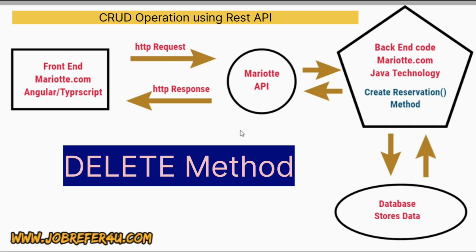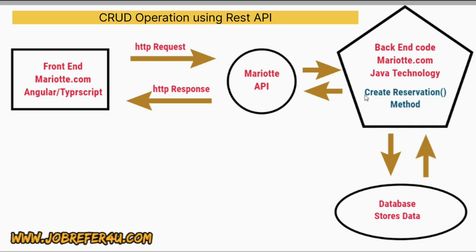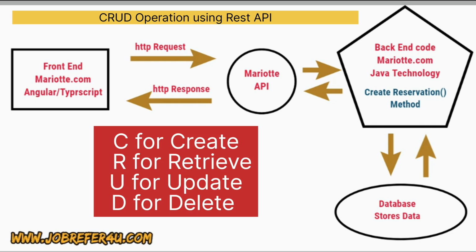Next is the CRUD operation. When I say CRUD operation, C is for create, which is post, R is for retrieve the information, U is for update the information, and D is for delete the information. So we often call them CRUD operations in our API.